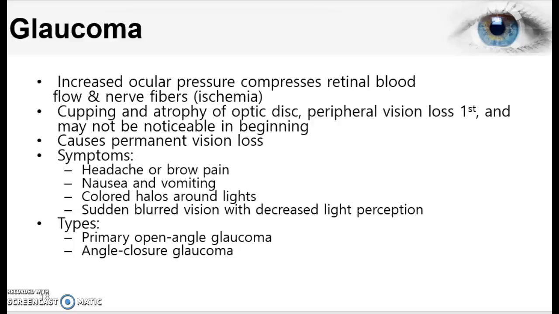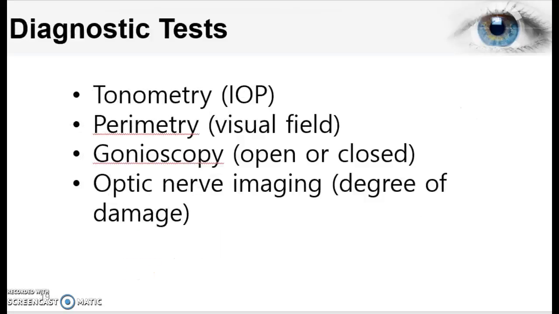Glaucoma is another disease of the eye. It's caused by increased ocular pressure, and what happens is the retinal blood flow and the nerve fibers become ischemic. You will see cupping and atrophy of the optic disc. Peripheral vision is lost first in the beginning, and sometimes this goes on for quite a while unnoticed. These are some of the symptoms that you would have when it gets really more severe, and there are two different types of glaucoma that can occur. These are some of the diagnostic tests.